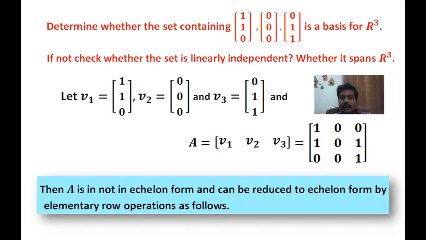So it is not in echelon form. In echelon form, all the entries below the leading entry must be zeros. So here, this is the leading entry, but this is not a zero. So let us reduce this matrix into echelon form by applying elementary row operations.